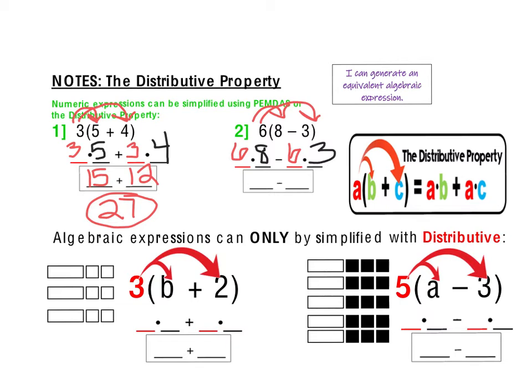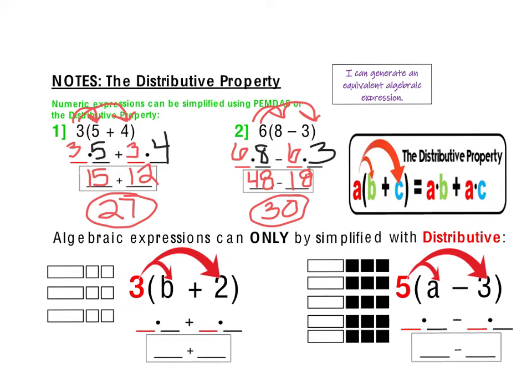Okay, now we're going to simply multiply. 6 times 8 is 48. And then 6 times 3 is 18. And because they are still like terms, we can still combine them. So 48 minus 18 is 30.